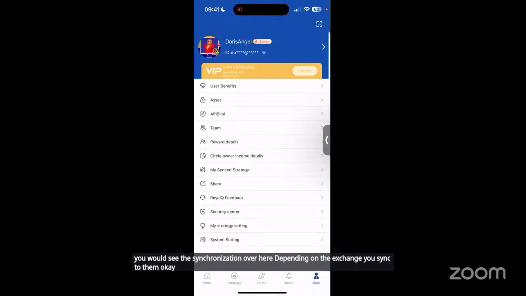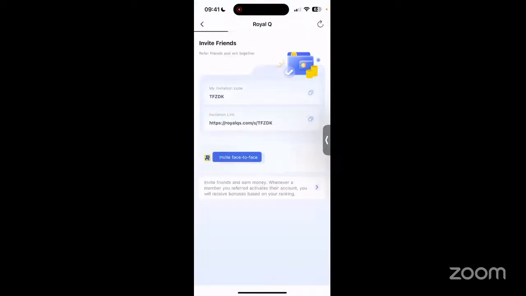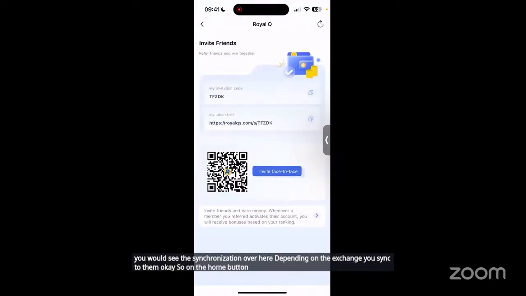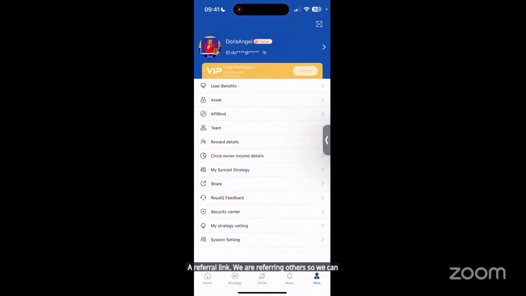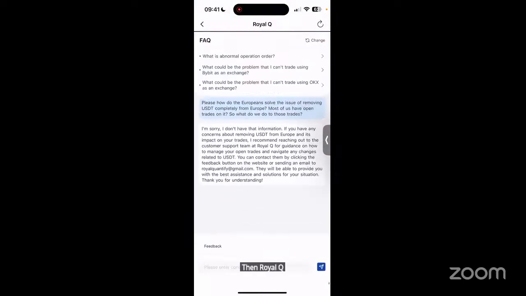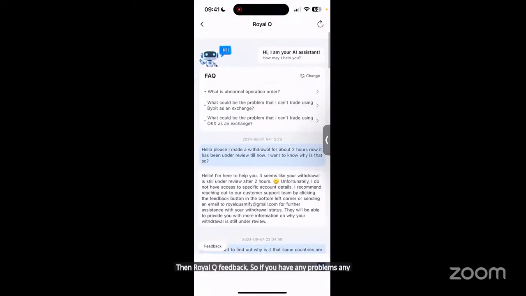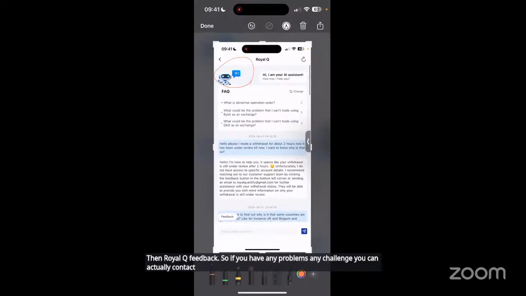Share. So on the home button, we have invite friend. On the mine button, we have share. What are we sharing? Our referral link. We are referring others so we can earn beautiful rewards. Then Royalq feedback. If you have any problems, any challenge, you can contact this robot here. Type your question here, it will answer you. If not, tap on feedback.